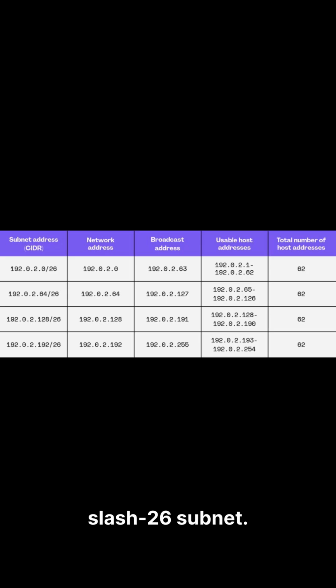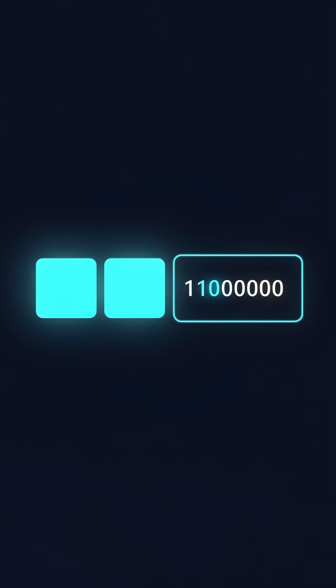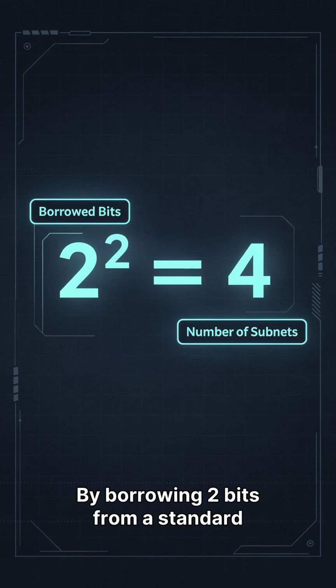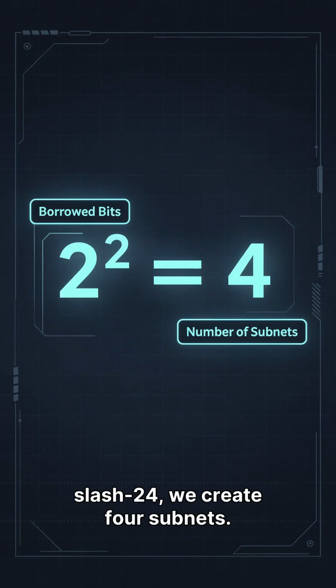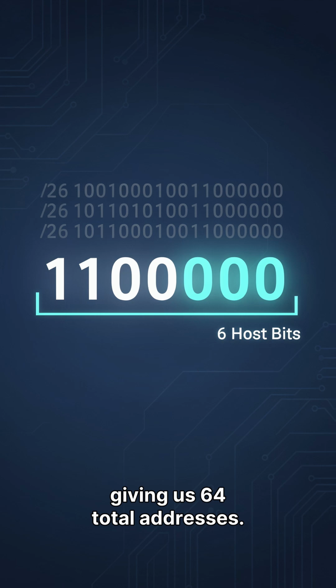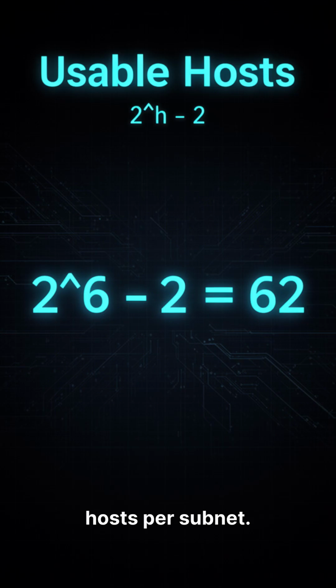A /26 subnet. A /26 mask has 26 ones in binary, ending with 2 ones in the last octet. In decimal, this mask is 255.255.255.192. By borrowing 2 bits from a standard /24, we create 4 subnets. Each subnet has 6 host bits remaining, giving us 64 total addresses. Subtracting the reserved addresses leaves 62 usable hosts per subnet.